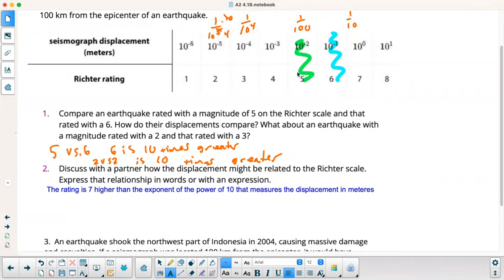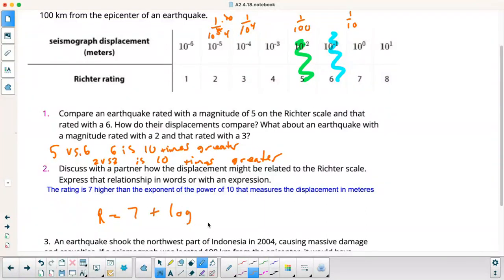So if you notice here, the 5 is 7 higher than that power. The 6 is 7 higher than the 1. The 7 is 7 higher than 0. Okay, so you should have noticed that maybe by kind of analyzing it there for a little bit. So what is my function here going to be? So it's going to be r equals 7 plus log base 10 of d. Okay.